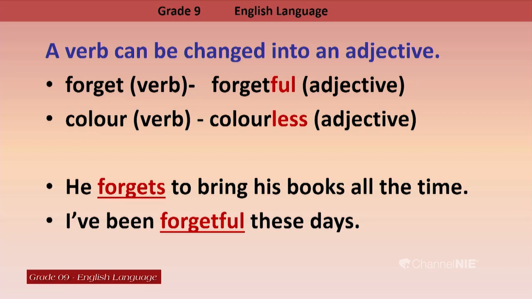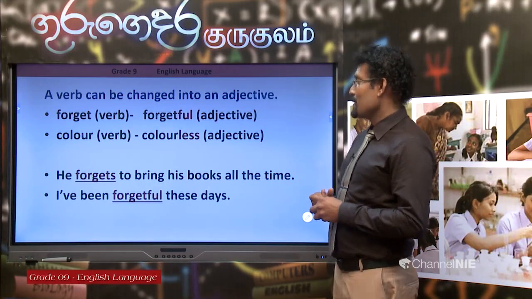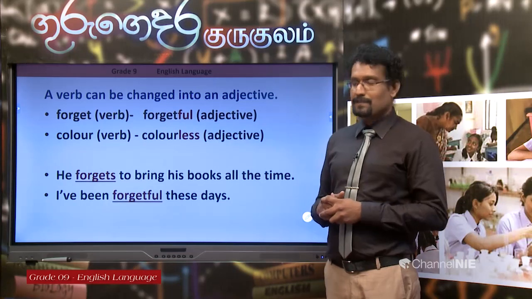Forget, that's a verb. Forgetful, that's an adjective. Color, verb. Colorless, adjective. Forget, sometimes we forget things, and forgetful, that can happen also. And color, little children love to color paintings. And colorless, that means no color at all. So, a verb can be changed into an adjective.